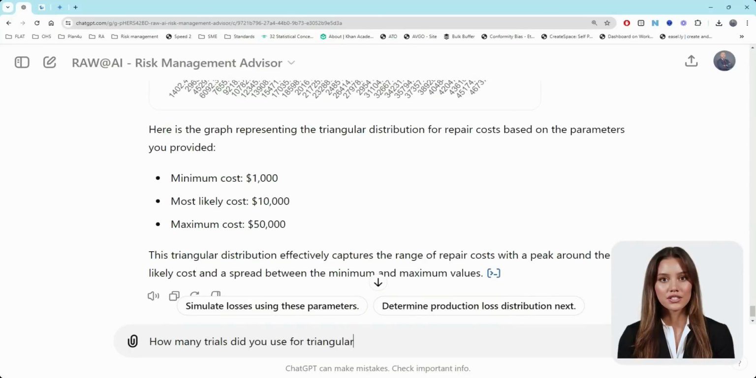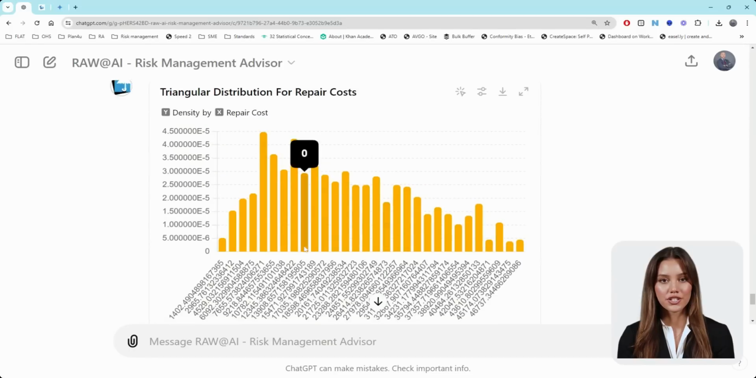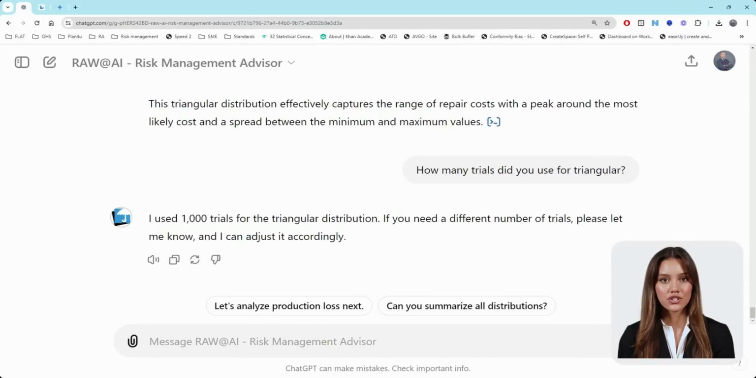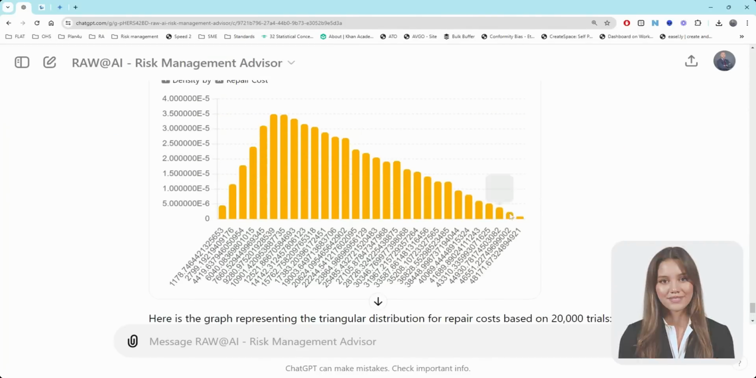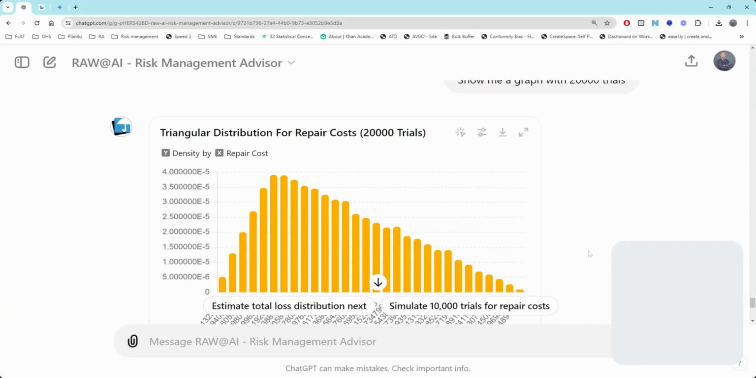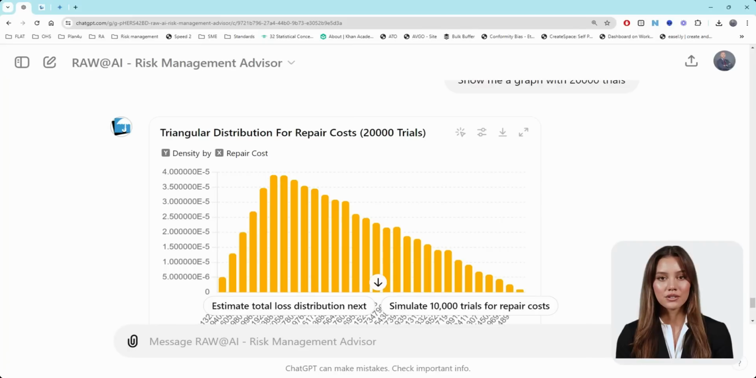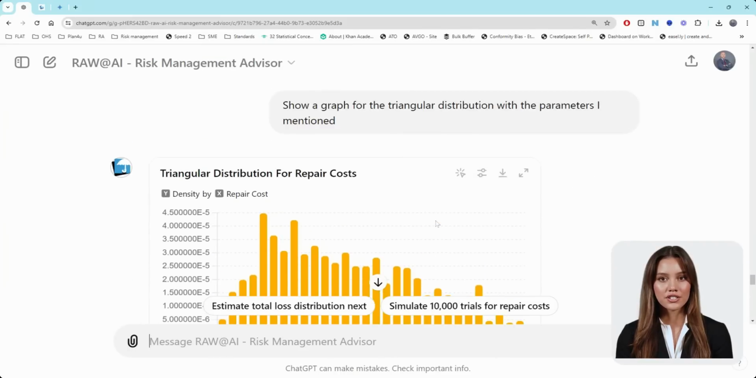How many trials did you use for the triangular distribution? It's unclear why it's not showing a continuous graph. It's just showing bars, which seems unnecessary. This is with 1,000 trials. Okay, show me a graph with 20,000 trials. Now it looks more reasonable as a triangular distribution.